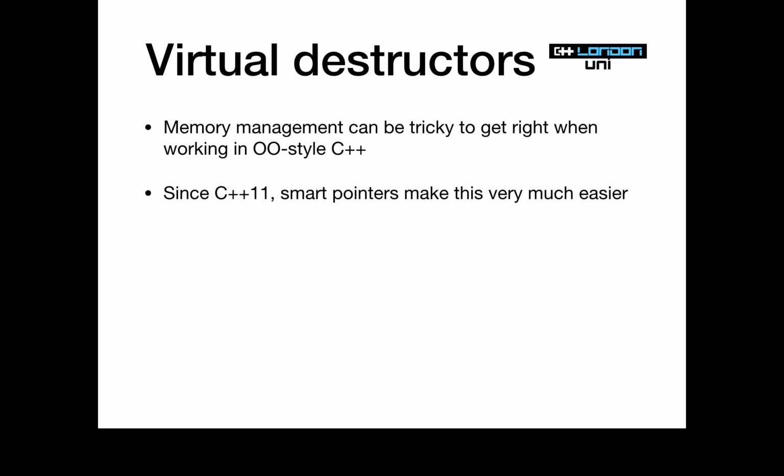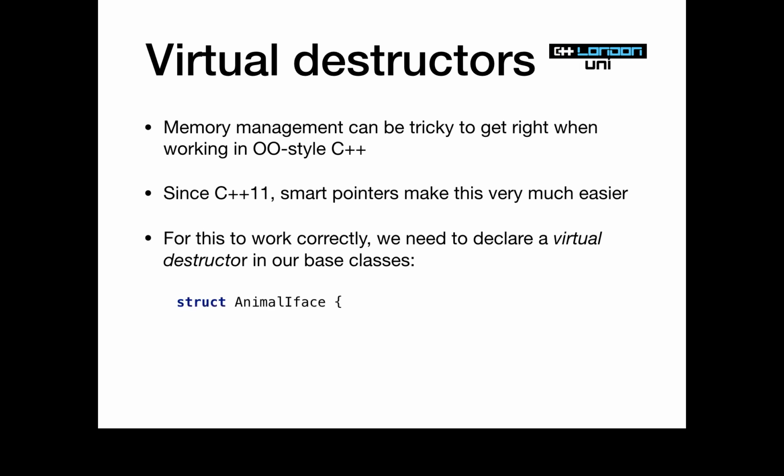These are slides I nicked from last week. So we've already talked about this. C++11 smart pointers make memory management much easier. But we need a virtual destructor. So here we've got our animal, I called it animal iFace last week, we called it animal so far today. So we've got this pure virtual member function, speak.